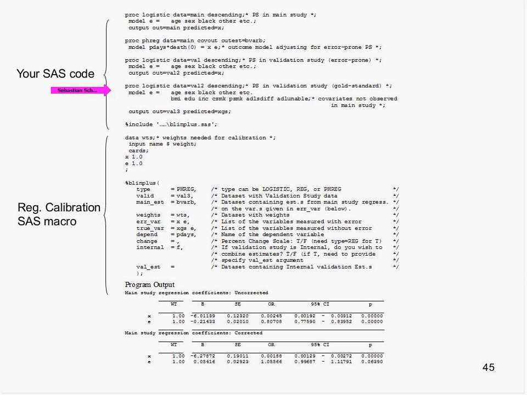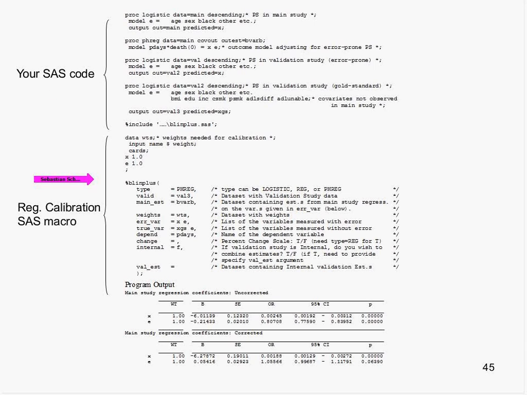One in the main study and two in your validation study, right? The error-prone and the gold standard. That information will be fed into a SAS macro for regression calibration. You can download that from Donna Spiegelman's webpage at the Harvard School of Public Health.